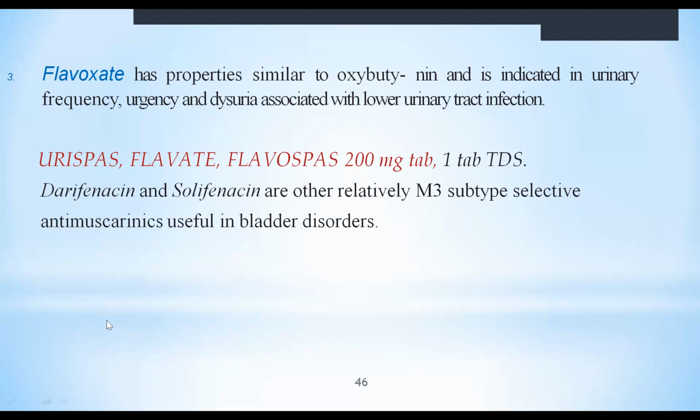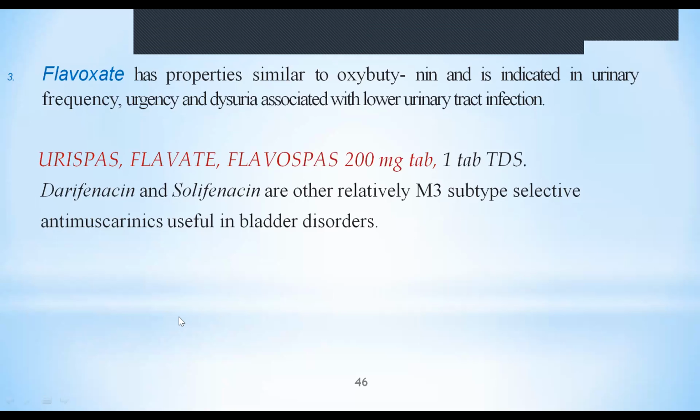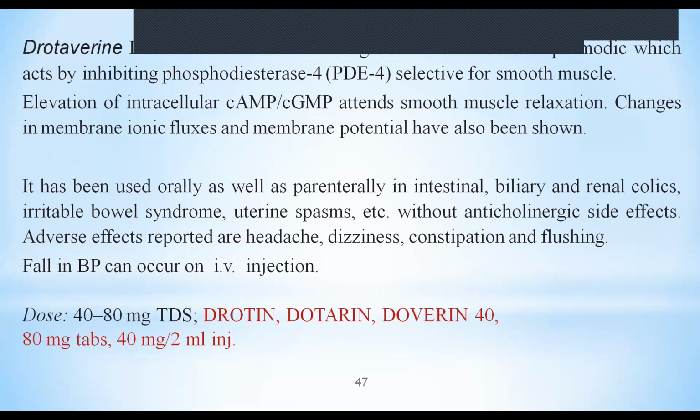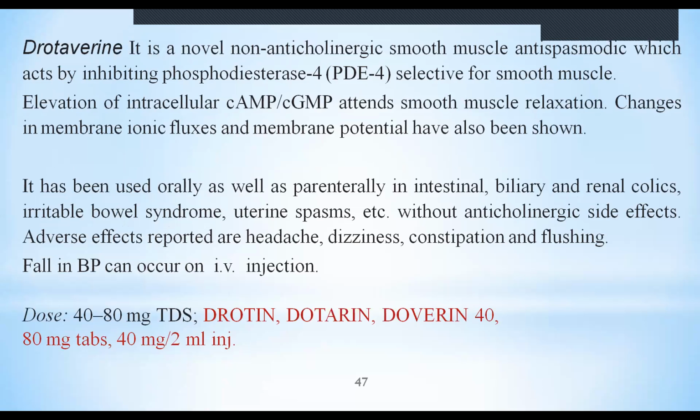And darifenacin and solifenacin are relatively M3 subtype selective antimuscarinics, especially used in bladder disorders. And rotavirine, a novel non-anticholinergic smooth muscle antispasmodic which acts by inhibiting phosphodiesterase 4 selective for smooth muscles, especially. The action is non-anticholinergic.